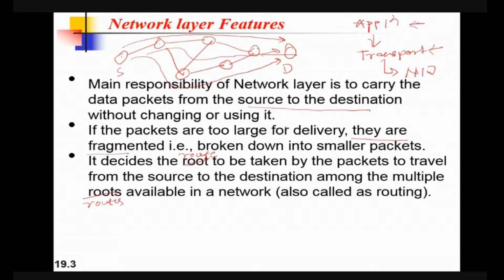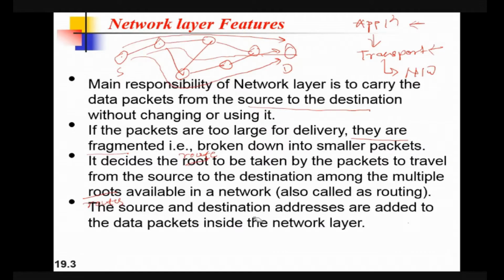For deciding the routing path, there are different routing algorithms like RIP, Routing Information Protocol, and EIGRP. You are going to study these protocols in detail. For now, just remember the names: RIP, EIGRP, then BGP, OSPF. BGP means Border Gateway Protocol, and OSPF means Open Shortest Path First protocol. So these are all the protocols that are used for deciding the routing path. This is another functionality of the network layer, that it decides which route the data will travel through.